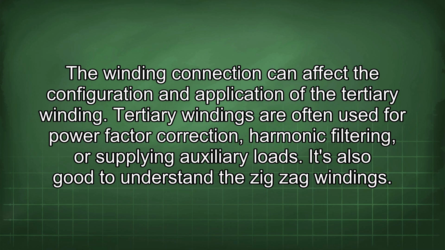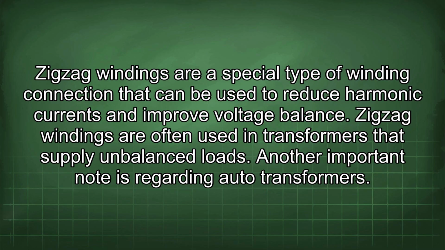It's also good to understand the zigzag windings. Zigzag windings are a special type of winding connection that can be used to reduce harmonic currents and improve voltage balance. Zigzag windings are often used in transformers that supply unbalanced loads.